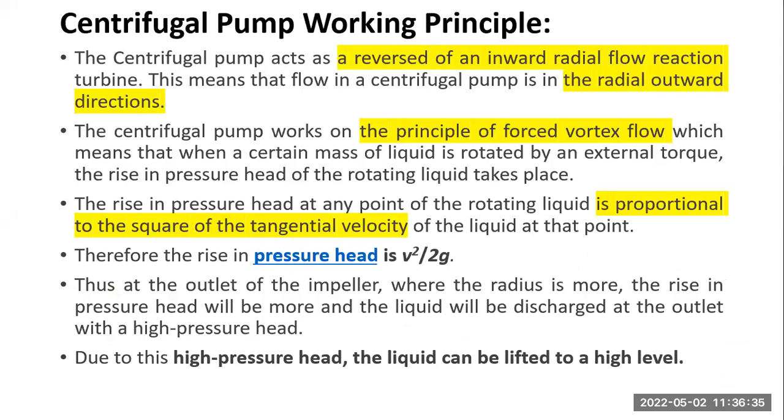So I have told you the working principle with the help of video, but I'm going to tell you myself again. The first point is that it acts as a reverse of an inward flow radial turbine. So what is the meaning of this? That means the flow will be in the radial outward direction.